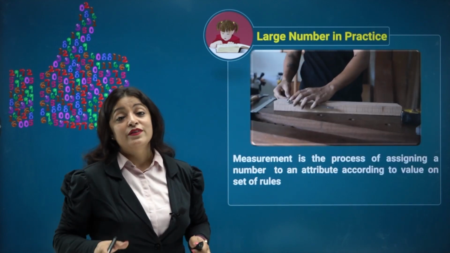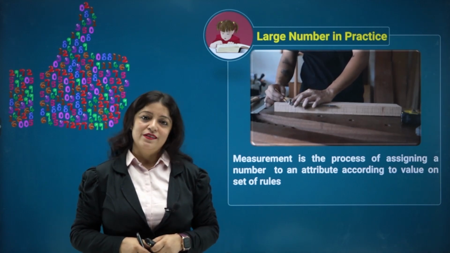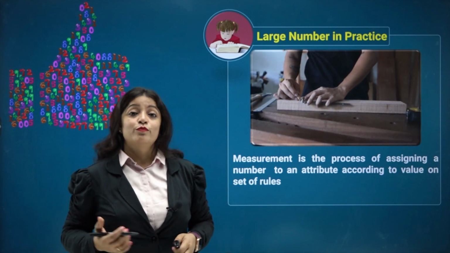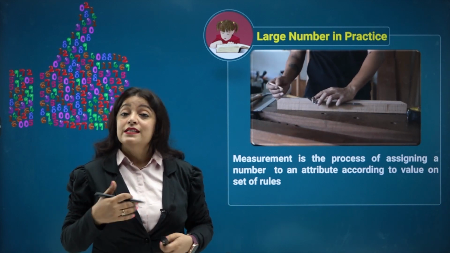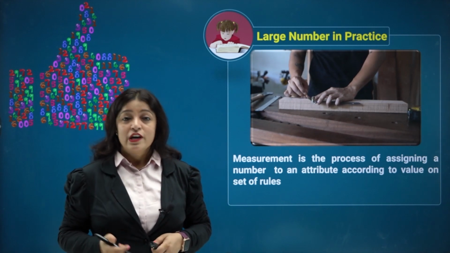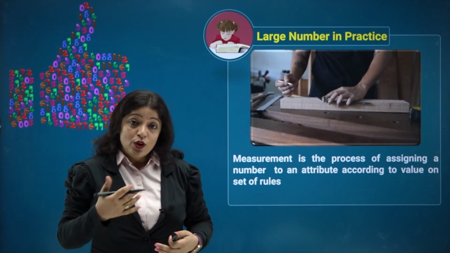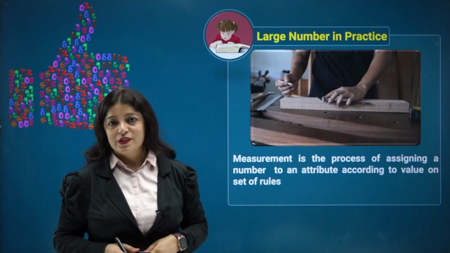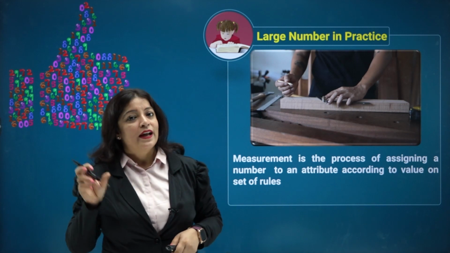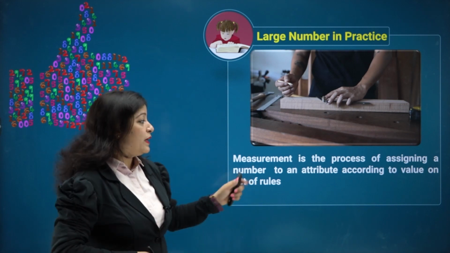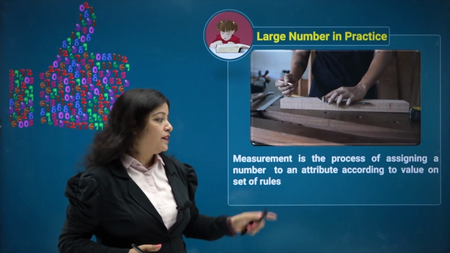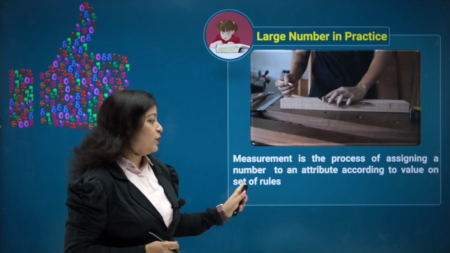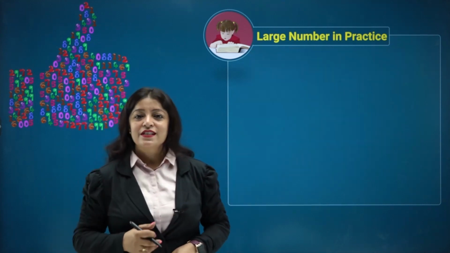In the next part, we'll deal with large numbers in practice. You must have read about very large numbers, which consist of more than 8 digits, 9 digits, and sometimes very small numbers also, which are in decimals. So how can we represent very large numbers or very small numbers? And measurement, basically we are actually measuring them, right? So measurement is basically a process of assigning a number to an attribute. An attribute is a property according to the value on a set of rules. Let's discuss it in detail.